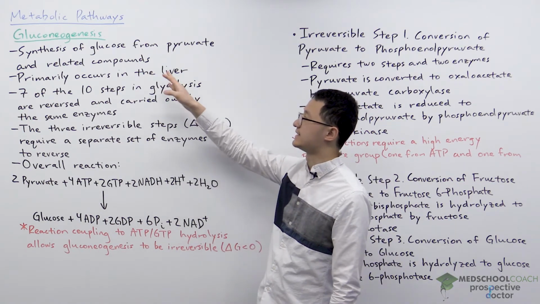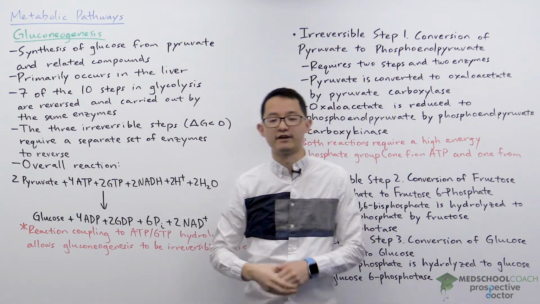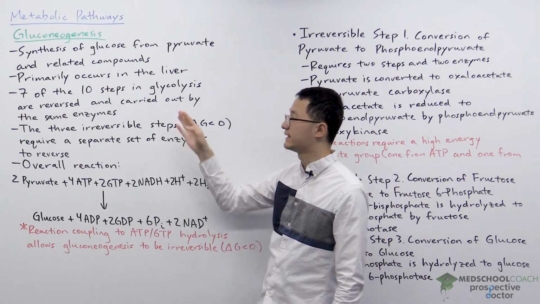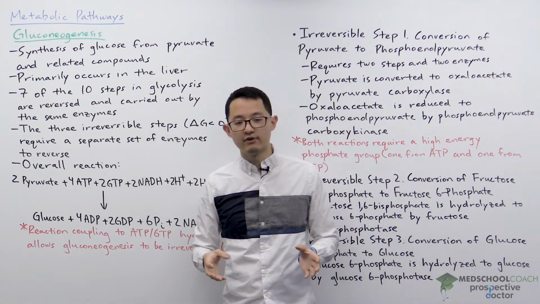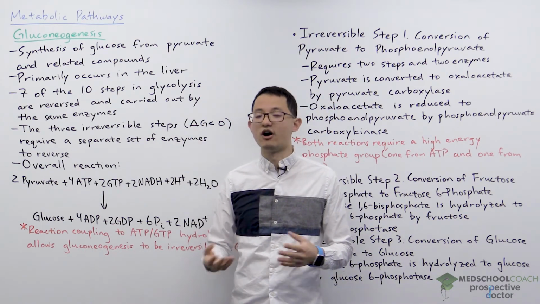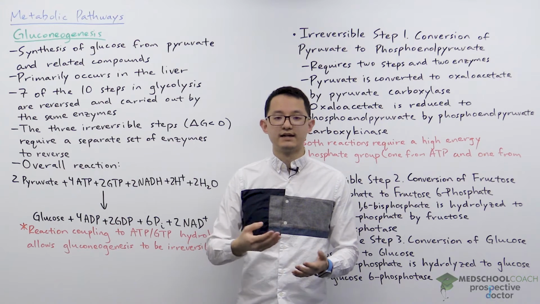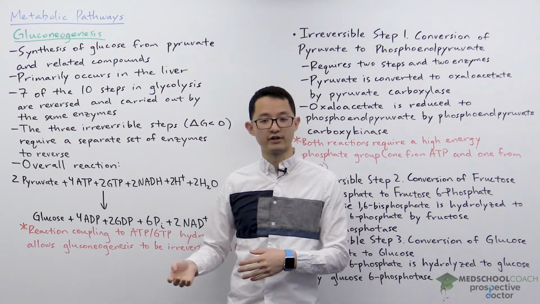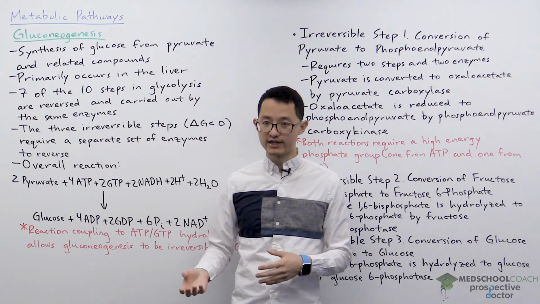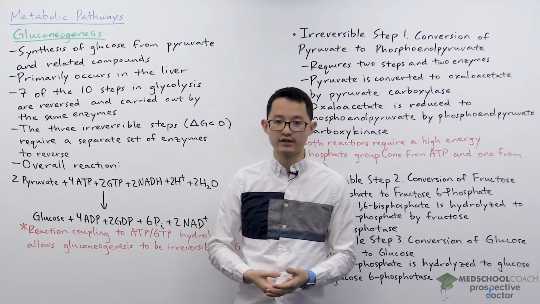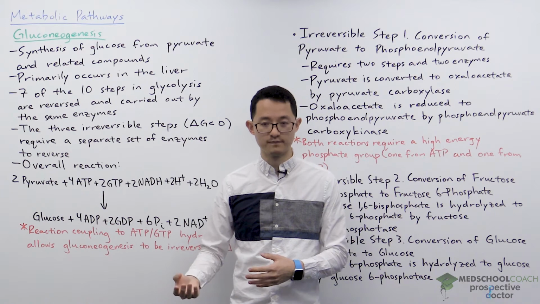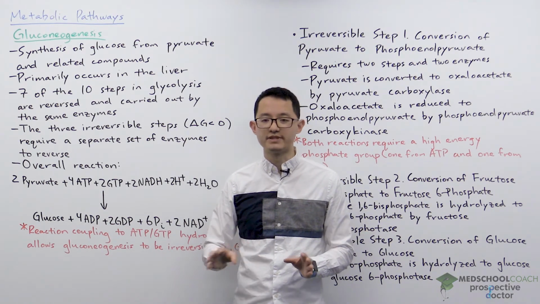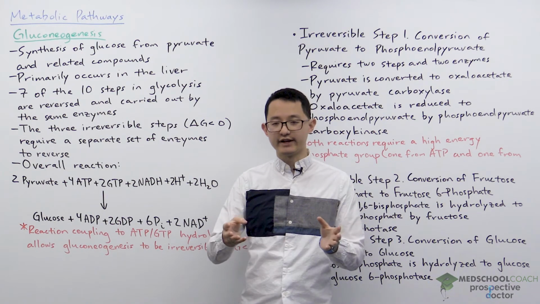Gluconeogenesis is the synthesis of glucose from pyruvate and related compounds. In animals, this process occurs primarily in the liver. In many ways, gluconeogenesis is the opposite of glycolysis. Glycolysis takes a molecule of glucose and breaks it down into two pyruvate molecules, whereas gluconeogenesis takes two pyruvate molecules and makes glucose.